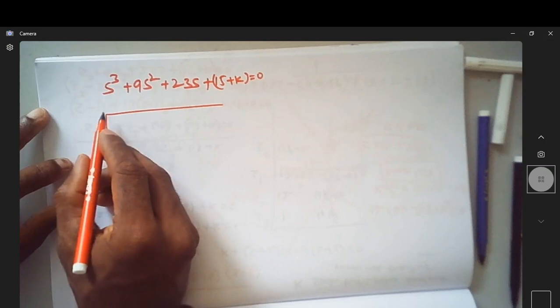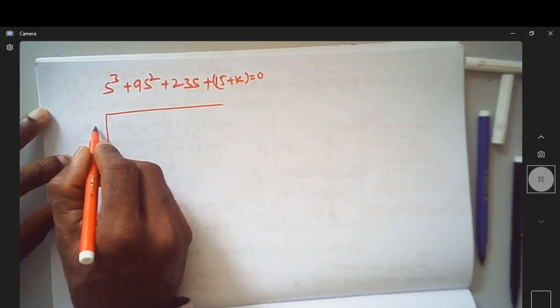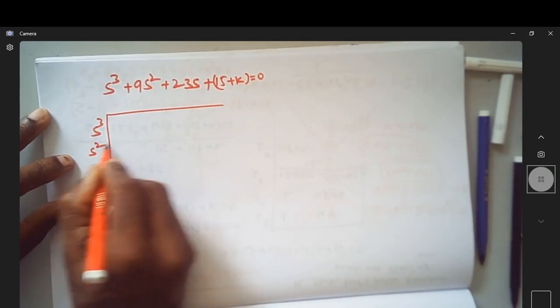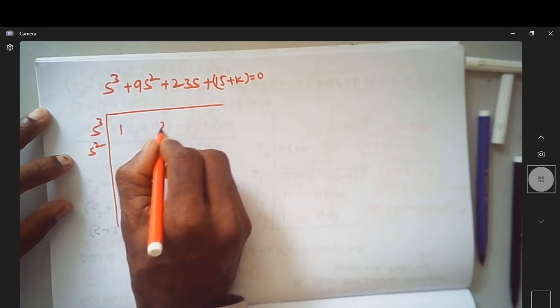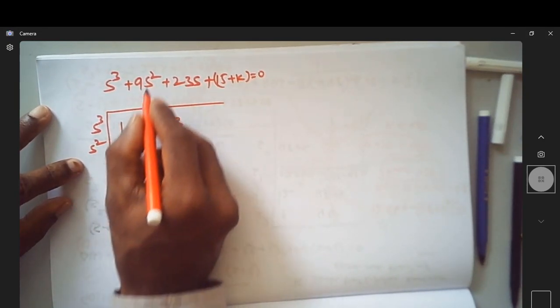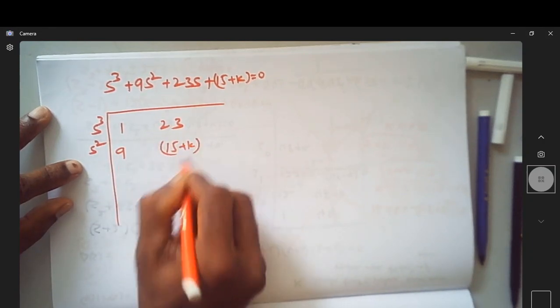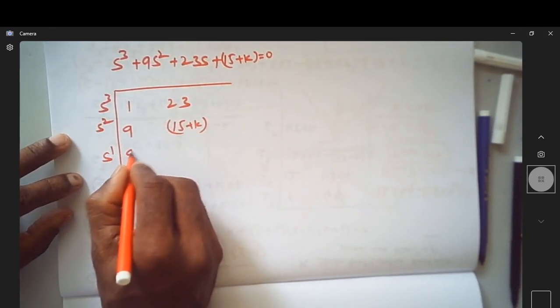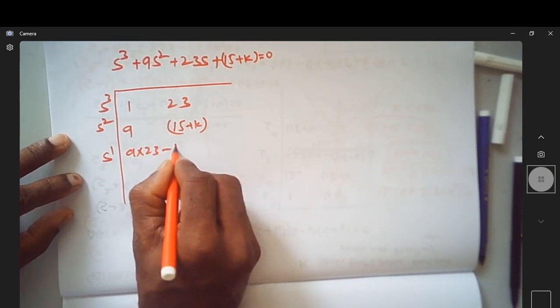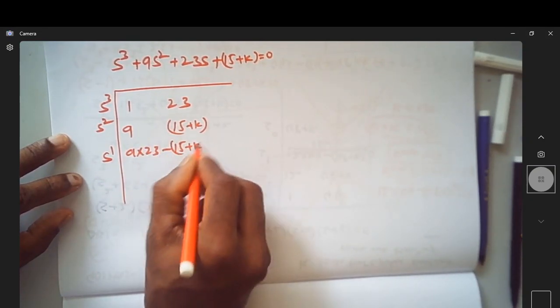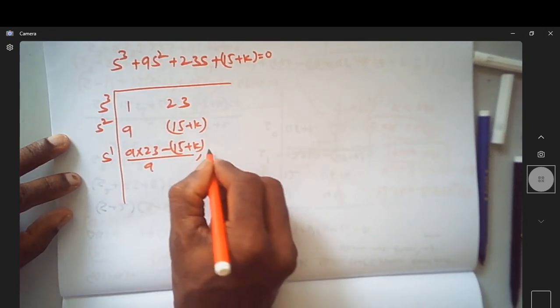Now if I do this, what is this now? Is this not s cube, s square? Is it not 123? Is this not 9, 15 plus k? So what is s power 1? It is 9 into 23 minus 15 plus k into 1 by 9, then it is 0.